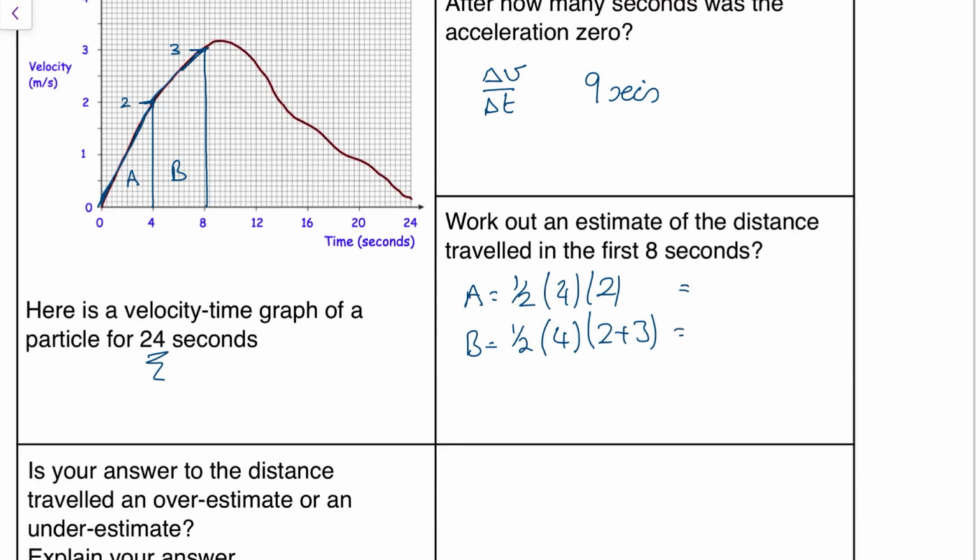Let's work these out. So 1/2 times 2 is 1, times 4 is 4. 1/2 times 4 is 2, 2 times 5 is 10. So that gives me a nice round 14 meters. I don't like those questions, but actually those two weren't too bad, were they?